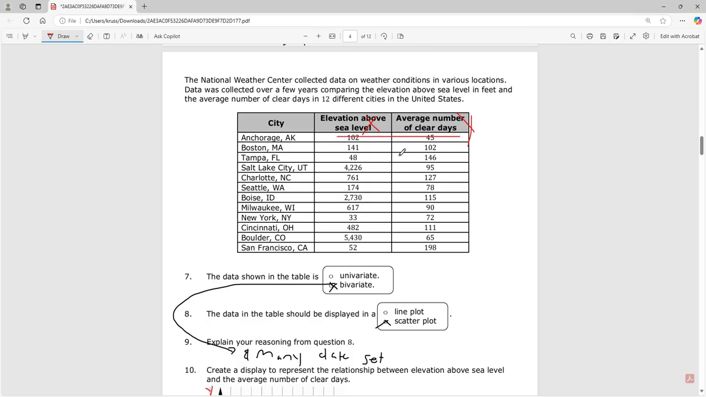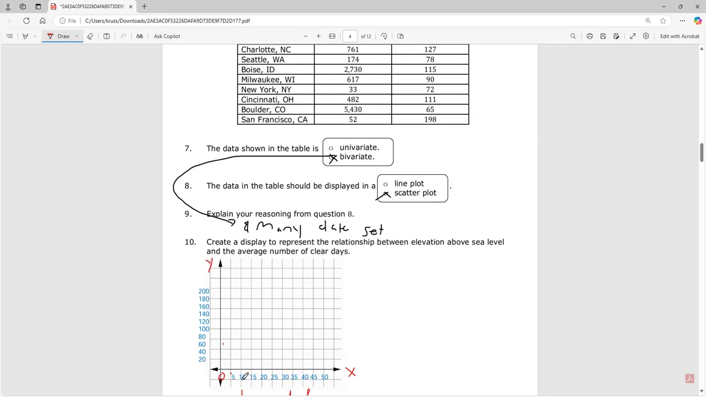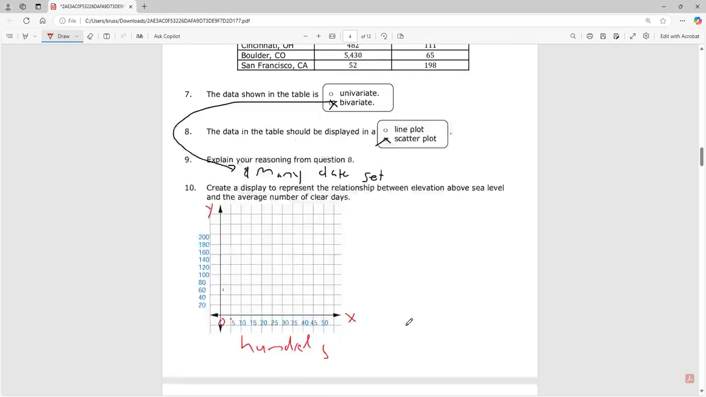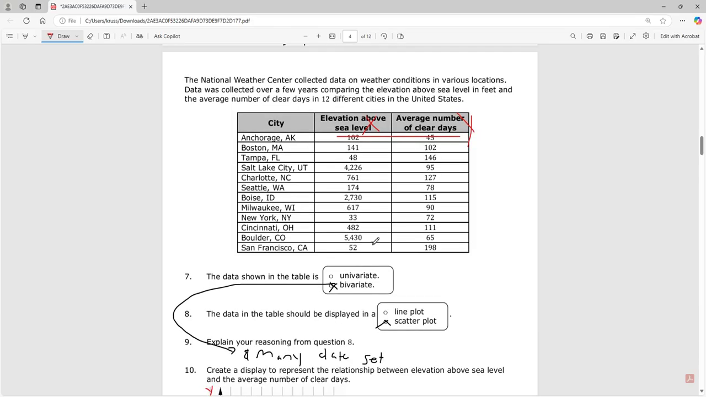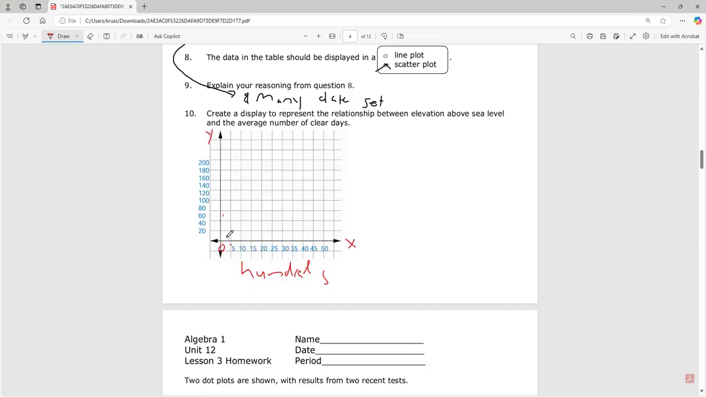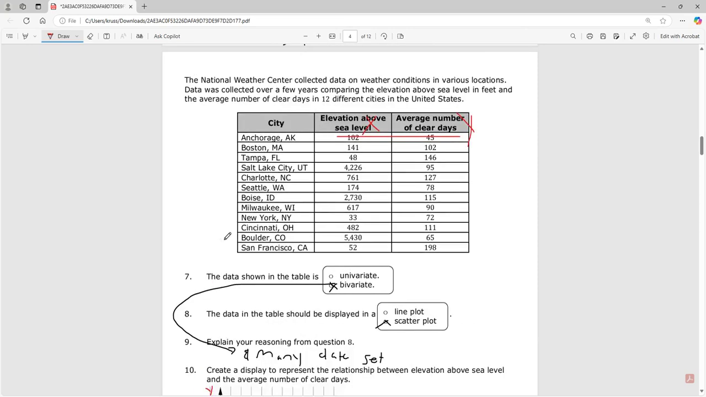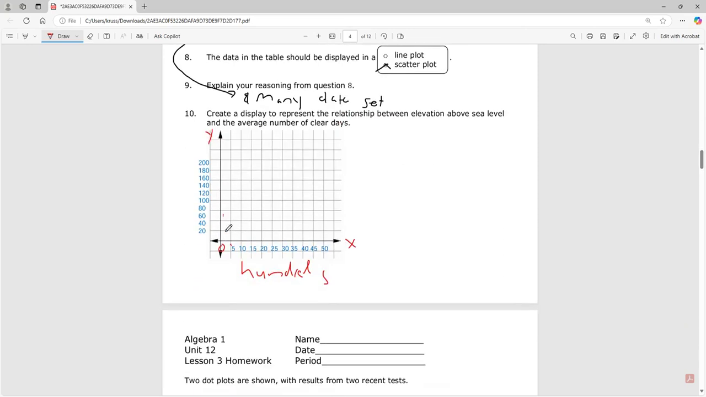Second one is at 141 feet above sea level. Why did I go up to 5? Oh, yeah, at 141 above sea level. So, like right here, it's going to be 102. So 20, 40, 60, 80, 100. It's like right there. Right, and you continue this process until you have some dots.